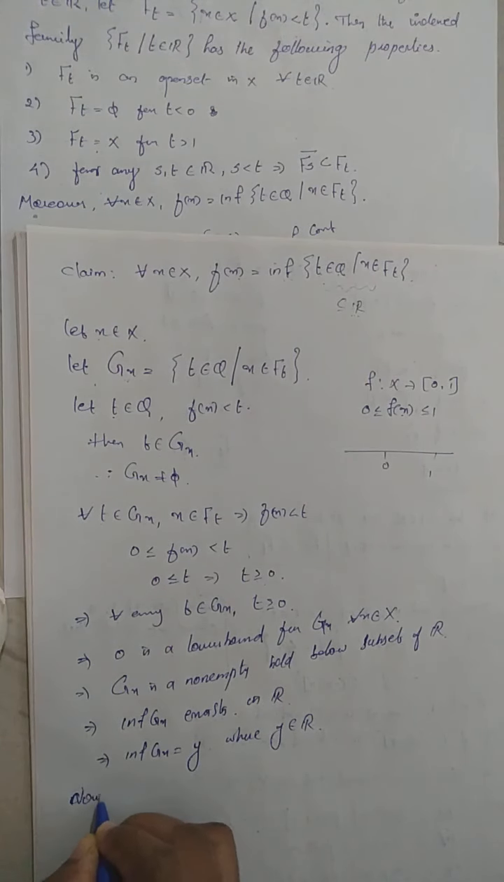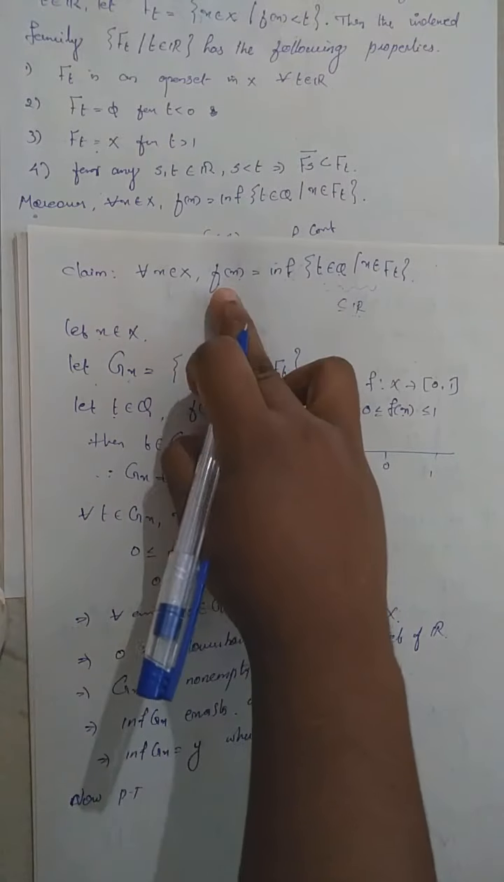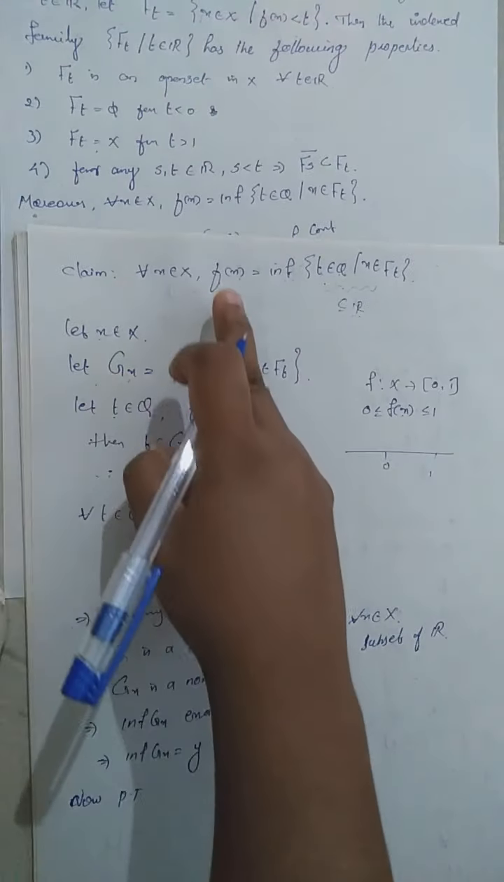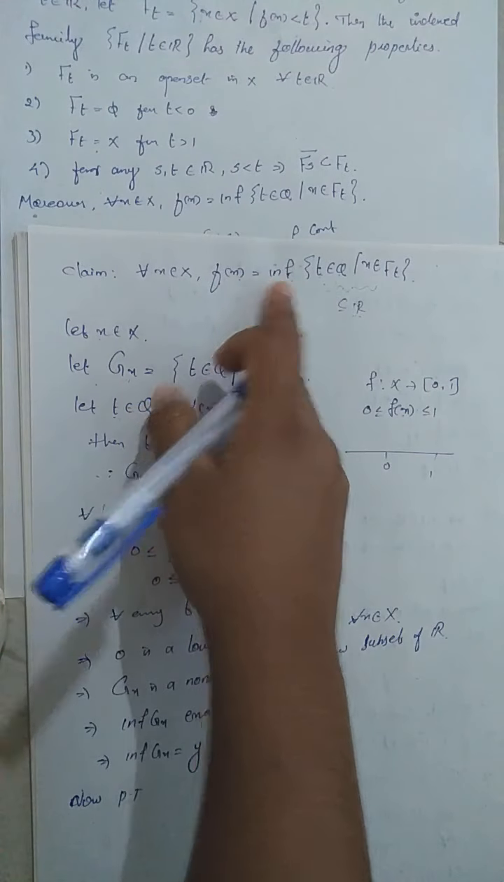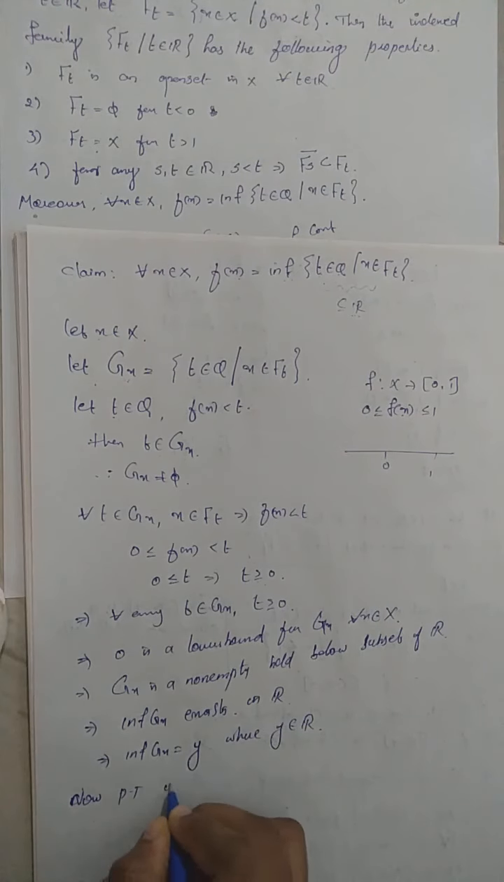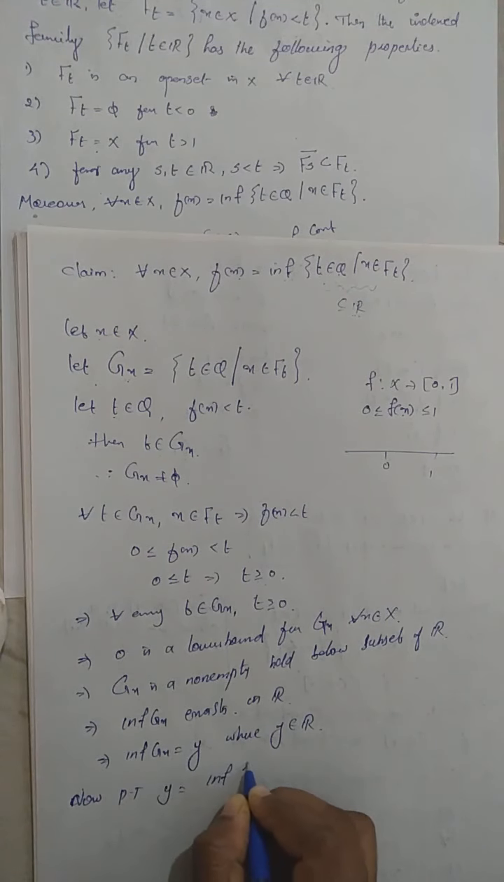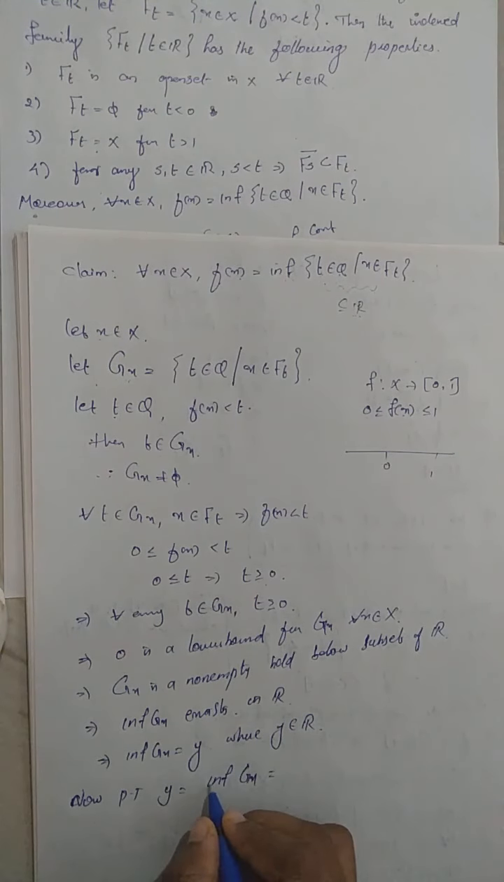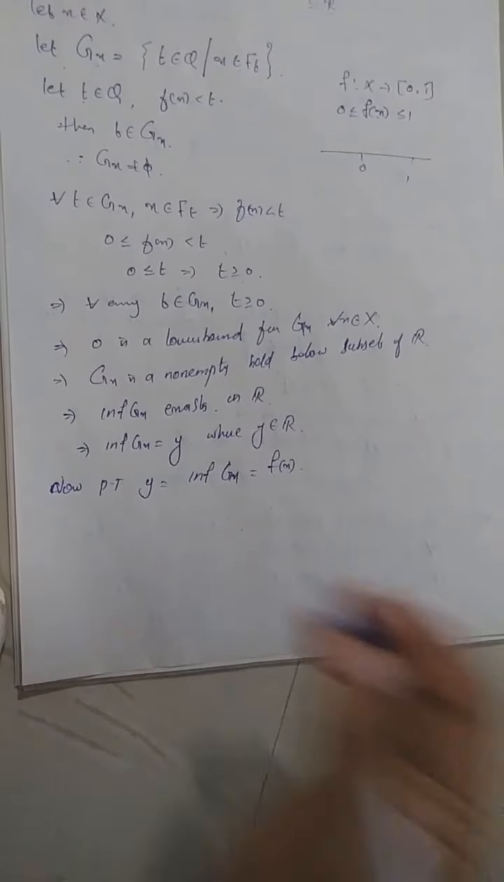Now we want to prove that f of x equals this infimum. This set is taken as gx. So we want to prove that fx equals the infimum of gx. Now the infimum of gx exists in the real numbers, therefore we take that as y. Now we prove that this y equals the infimum of our gx, then we prove that y is equal to our f of x. Okay.